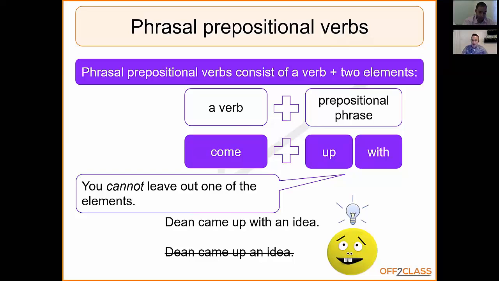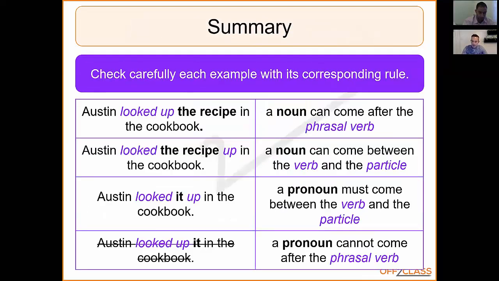Okay, so a couple of the rules that exist. If you look at this, the separable transitive phrasal verbs, you can see that in this instance, the noun can come after the phrasal verb. In "Austin looked up the recipe in the cookbook."